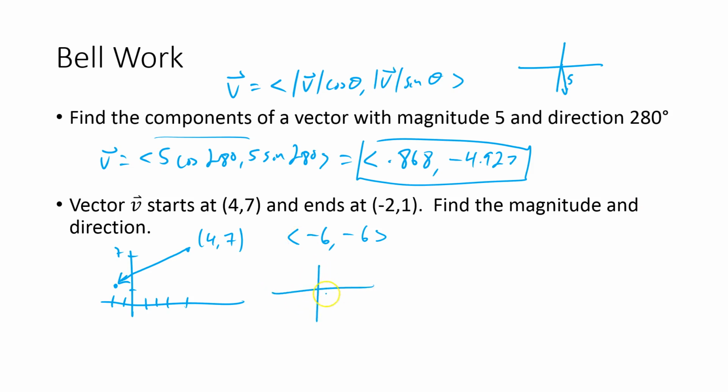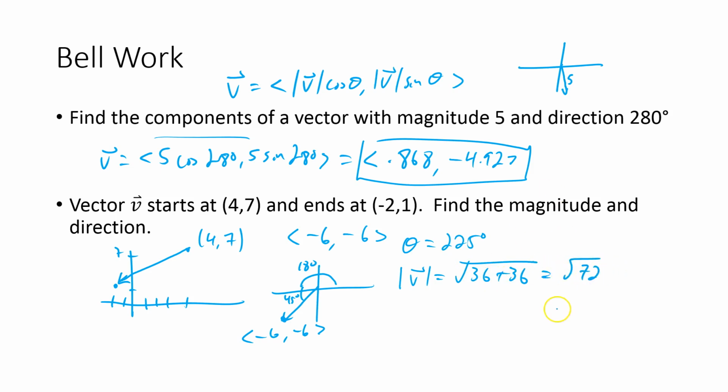Then with the magnitude and direction, if I draw this in standard position, is it really negative 6 and negative 6? We'll double check. Yep, looks like it. So negative 6 and negative 6 is in the third quadrant. Now the direction on this one shouldn't be too bad because I know that this is 45 degrees. So 180 plus 45, my direction theta is going to be 225 degrees. And the magnitude of vector v is going to be the square root of 36 plus 36, which is the square root of 72. You can pull a 36 out of that. That is 6 root 2. Either one of those is fine. Remember, I don't really care if you can rationalize that at this point.